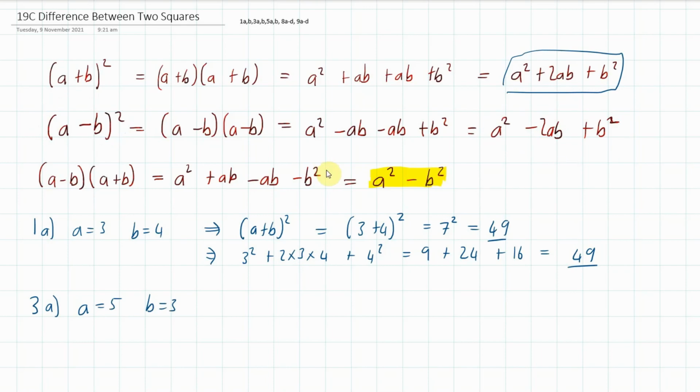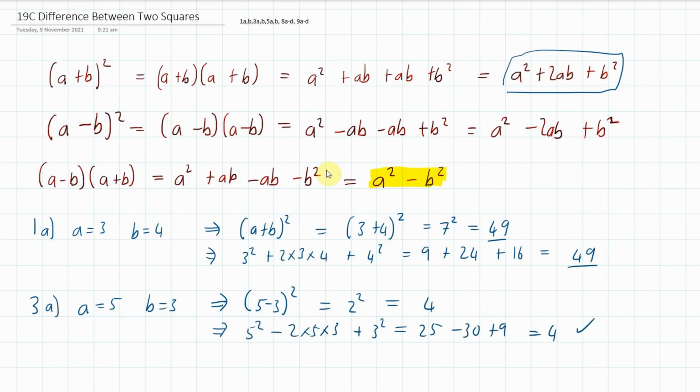So let's try that. In this case, (a minus b) all squared is (5 minus 3) all squared, which is the same as saying 2 squared, which is the same as 4. Now let's do it using this here. So we're going to go a squared, which is 5 squared, take away 2 times 5 times 3, plus 3 squared. Now that is equal to 25 minus 30 plus 9, which is equal to 4. So again, we've proved that those two things are equal.